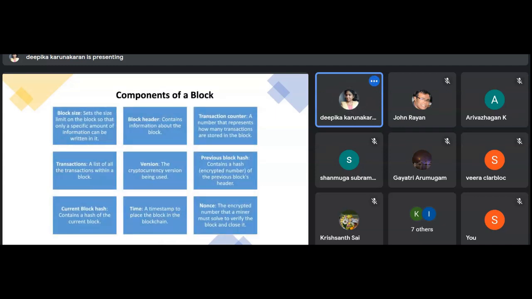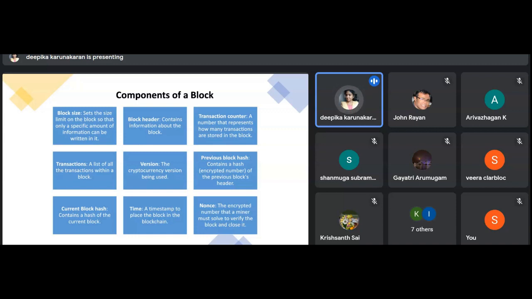And the components of a block. A block not only contains the transactions about Bitcoin or Ethereum or whatever, but it also contains some components, like block size. It is the size limit of the block, so only a specific amount of information can be written on it. The next one is block header. It contains the information about that particular block. Then the transaction counter, which is a count of how many transactions were stored in that block. And the transactions, which is the list of transactions within that block. And the version, the cryptocurrency version which is being used.